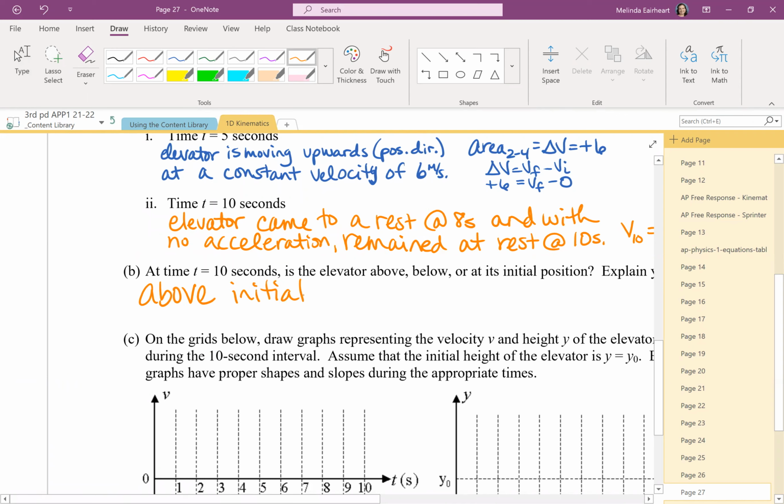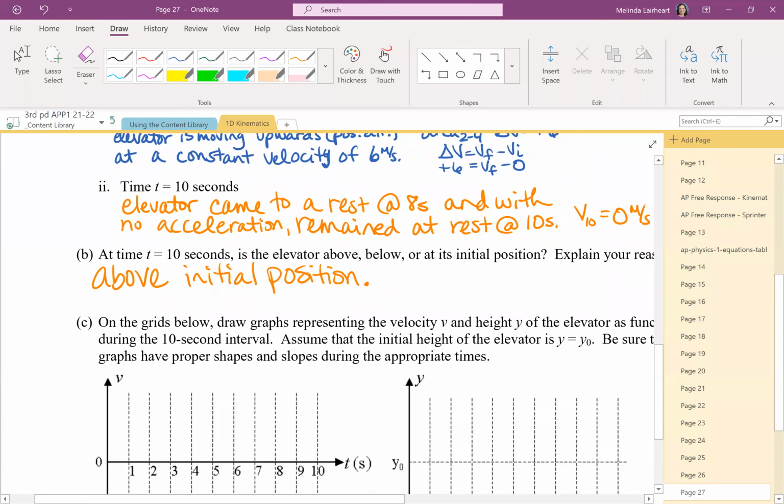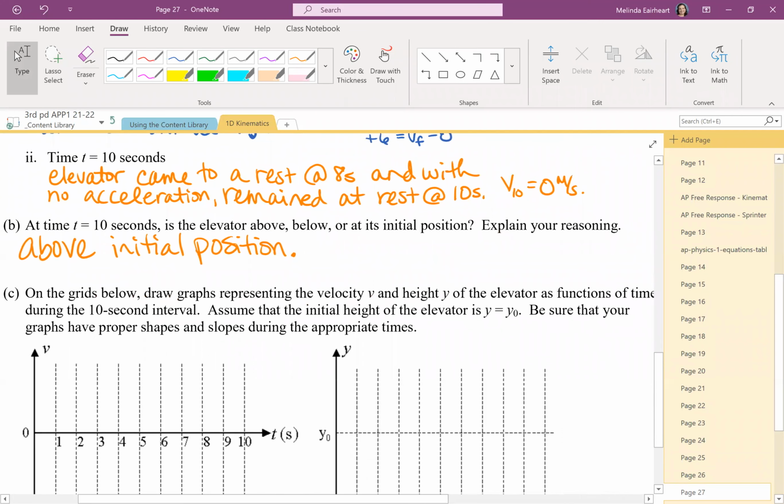Make sure you answer their question. And it says, explain your reasoning, always be ready to justify, okay? If you leave the answer right here and don't explain, you probably get no points, okay? No points. And so it's above the initial position.